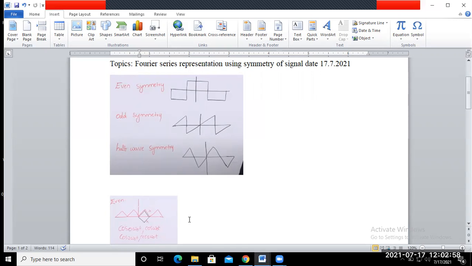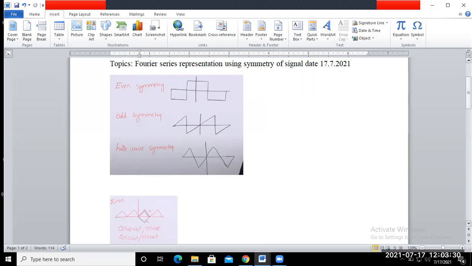So you can verify any signal based on these three symmetries: either even symmetry, odd symmetry, or half wave symmetry. Keep in mind the condition of even symmetry, odd symmetry, and half wave symmetry, and how you can check whether any given waveform follows a specific symmetry or not. According to that, you may represent its Fourier series representation.